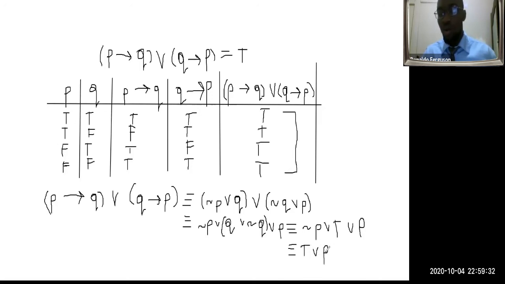And then true or P works out to just be true. And so indeed, using algebra of propositions, P implies Q or Q implies P is true. Easy question. Alright, let's look at one final question.